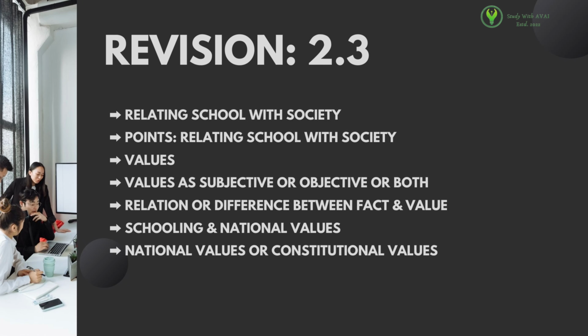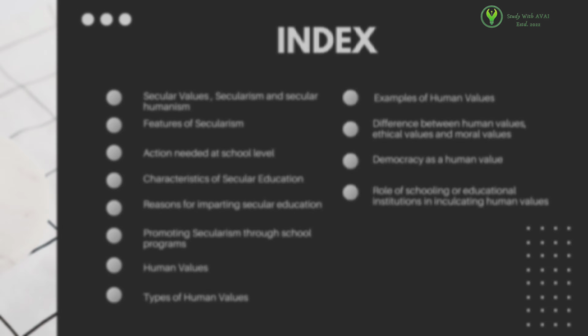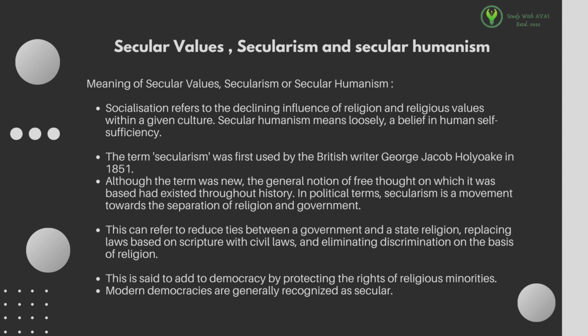So today in the lecture we will learn all these topics. Let's begin with our first topic. Meaning of secular values, secularism or secular humanism. Secularization refers to the declining influence of religion and religious values within a given culture. Secular humanism means, loosely, a belief in human self-sufficiency.